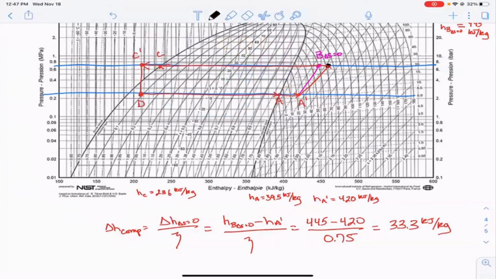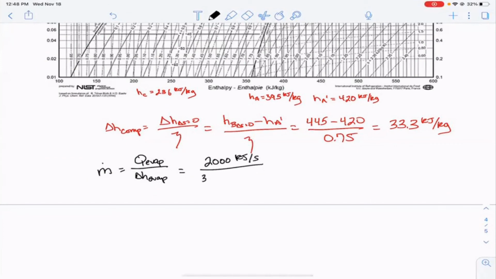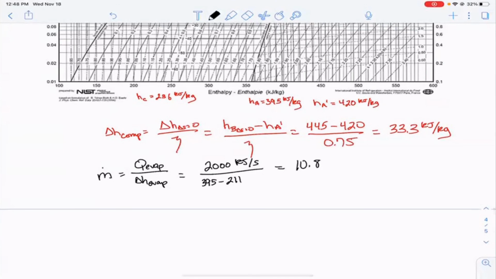Now we can find the same two parameters that we found when we solved the previous case. So if you recall, we use the fact that the mass flow rate is just Q evaporator over delta H for the evaporator. And Q for the evaporator was 2,000 kilojoules per second. And delta H for the evaporator is just 395 minus 211, right? This is the enthalpy at A minus the enthalpy at D. And that is equal to 10.87 kilograms per second.